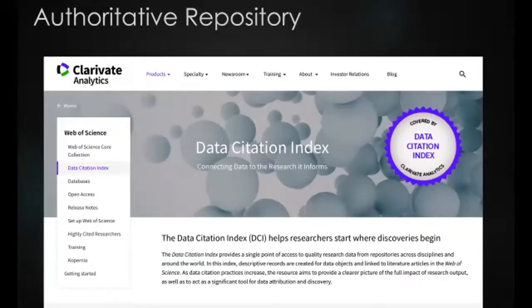And because this system has been so effective in pushing out data sets, it was recently inducted into Clarivate's Data Citation Index as an authoritative repository. A platform that was purpose-built, being treated as an authoritative repository for a broad set of data elements is an unusual set of circumstances, but I think it speaks to the bridging of that knowledge gap that BOLD provides.